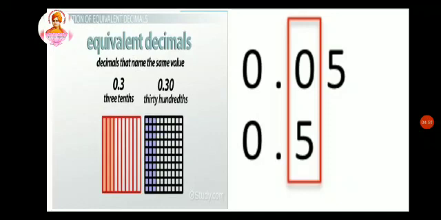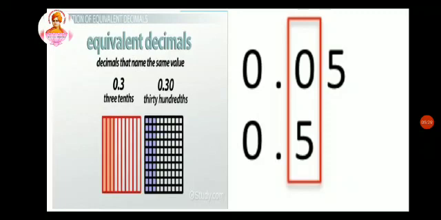But in the second example, 0.05 and 0.5 are there. 0.05 is not equivalent to 0.5, because in the decimal part we start the place value from the left side. In the tens place, the first number has 0, but the second number has 5. 5 is greater than 0. So these two numbers are not equivalent.